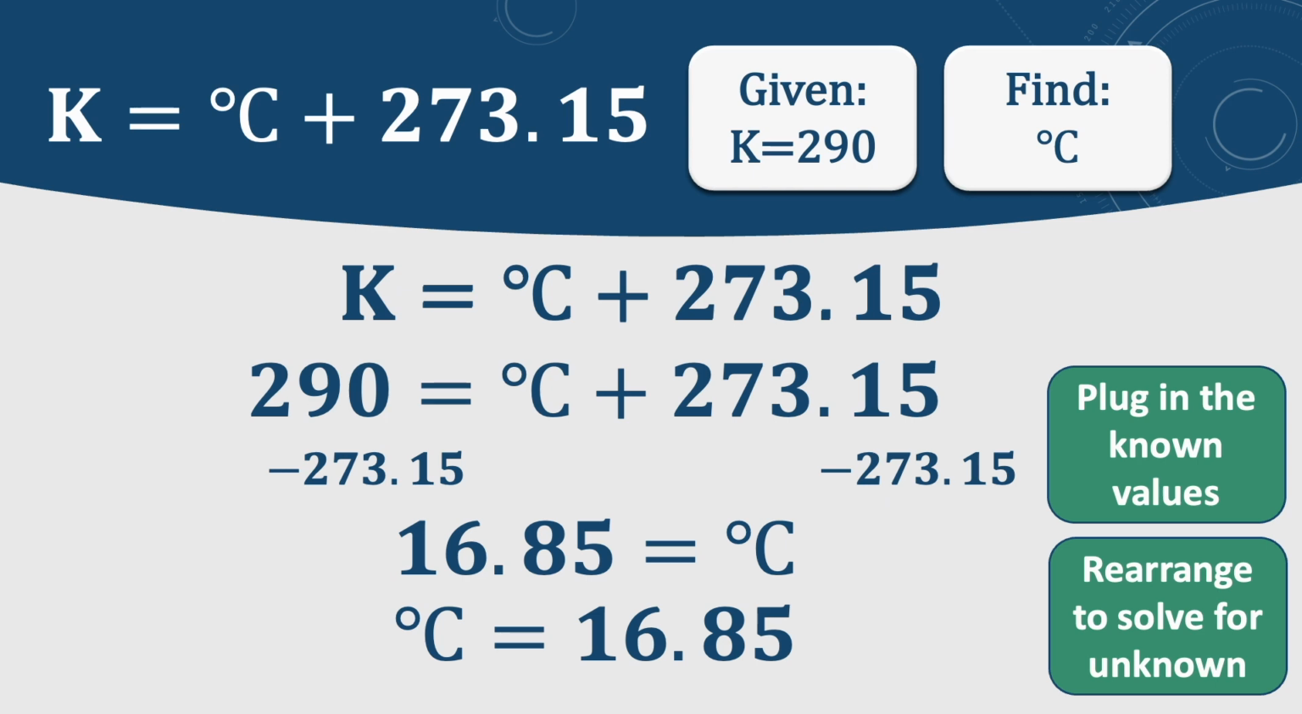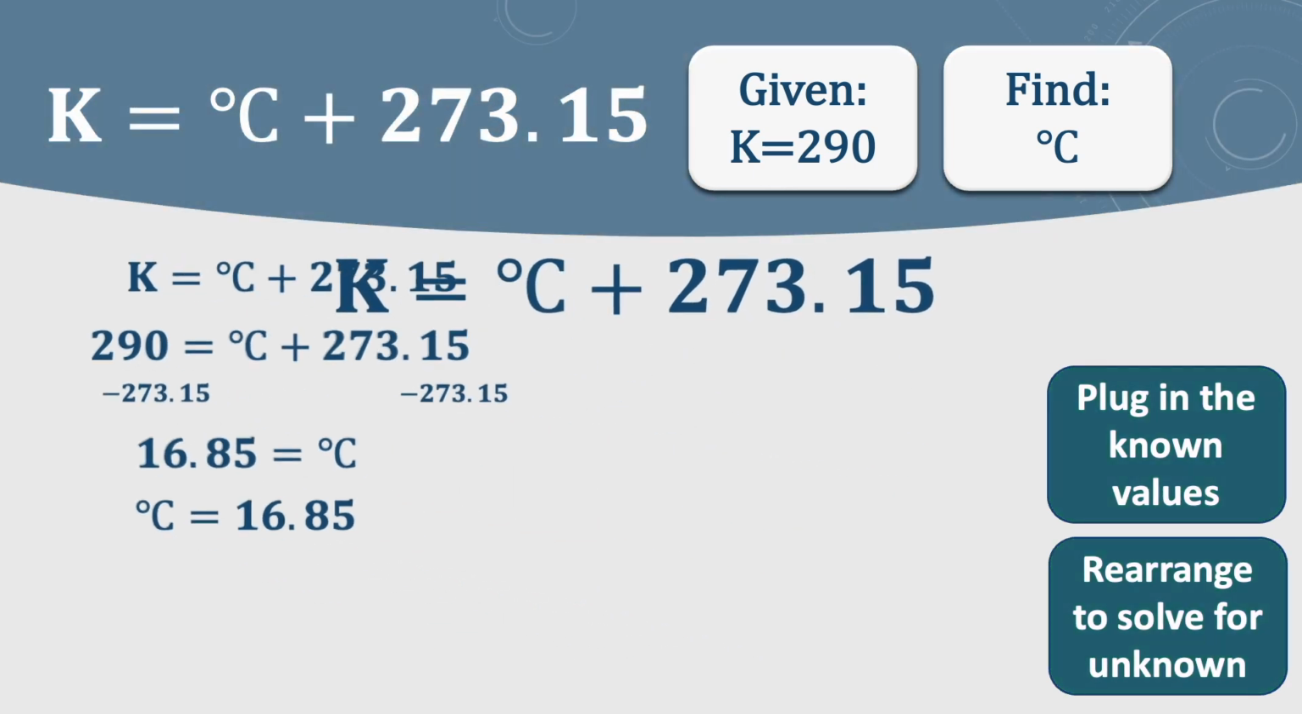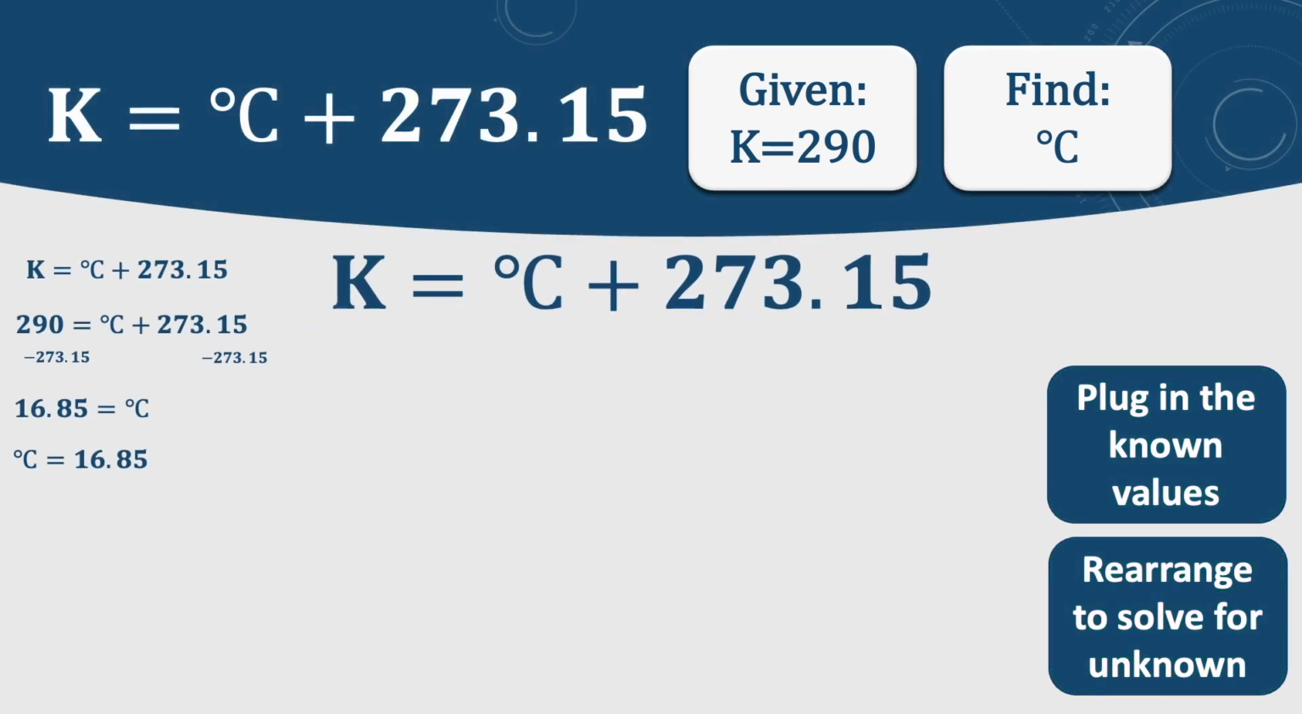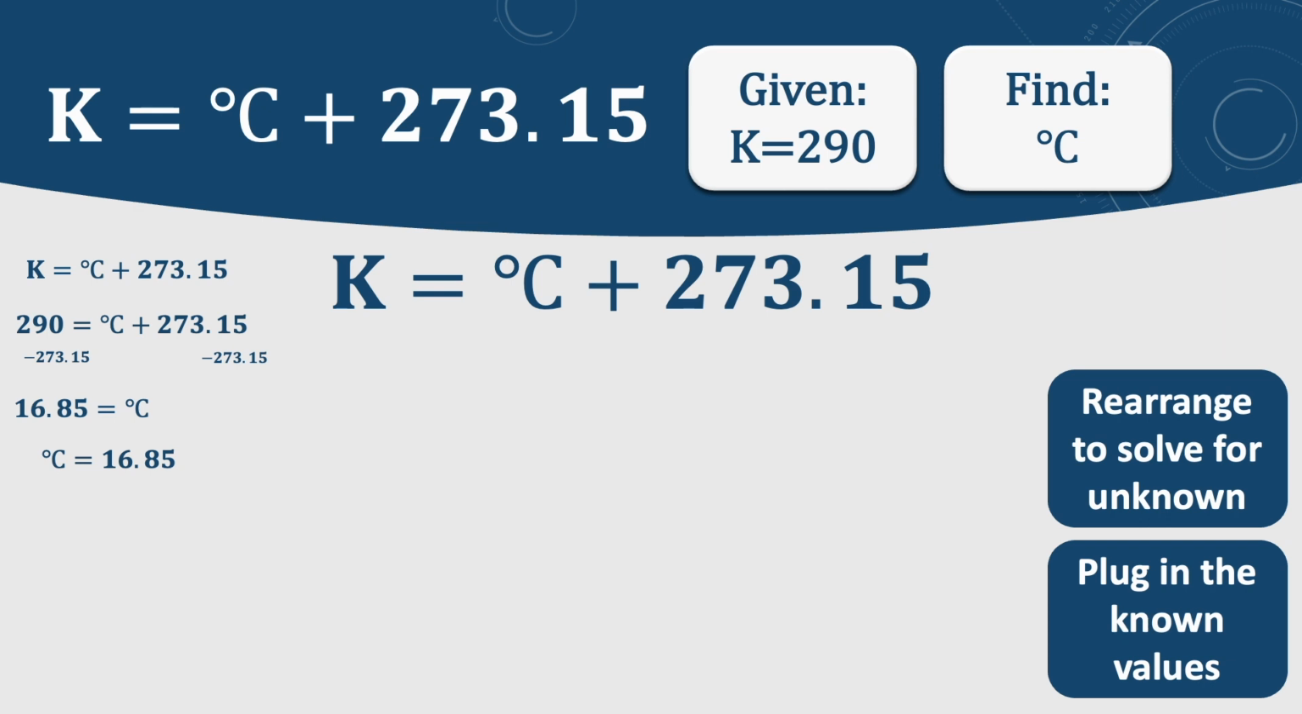Before we explore other equations, let's move our original work over to the side so I can show you an alternative approach to rearranging equations. Instead of plugging in known values and then rearranging to solve for the unknown, you also have the option of rearranging to solve for the unknown and then plugging in known values. To do this, we try to get our target variable isolated, that means by itself on one side of the equation, before we plug in any values.